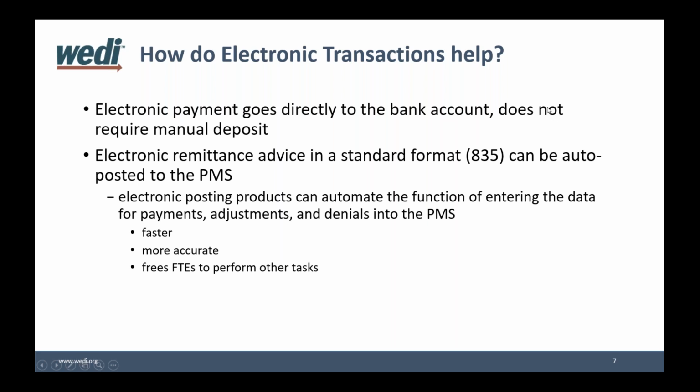The electronic remittance advice information comes in a standard format, which is the 835, and that can then be auto-posted to the practice management system. Electronic posting products automate the function of entering the data for payments, adjustments, and denials into the practice management system. That then is much faster, it's more accurate because there's no opportunity for human error, and it frees up those FTEs that we talked about to perform other tasks like follow-up or denial management.